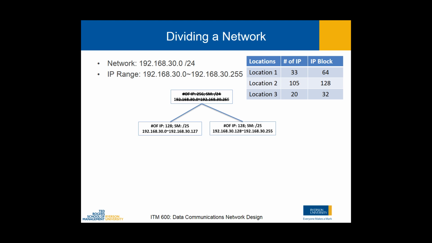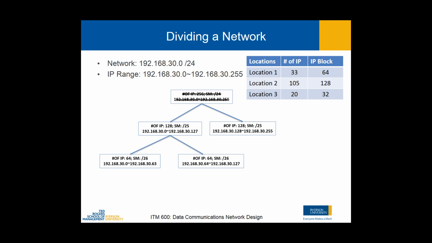Now you can split these 128 IP address blocks into equal halves again. You can split both of them, or you can split one of them as you wish. Look at our requirement. Location 2 requires an IP address block of 128 IP addresses, and we have 2 blocks of 128 IP addresses right now. So we can assign one of these blocks to location 2. Let's say we assign the right side block of 128 IP addresses to location 2.